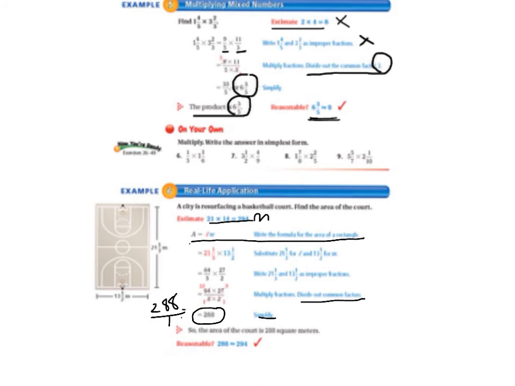So the area of the court is 288 square meters. And I forgot to put the square up at the top. So is 288 about 294? Yes. So our answer is reasonable.